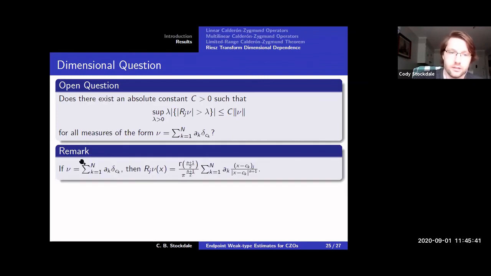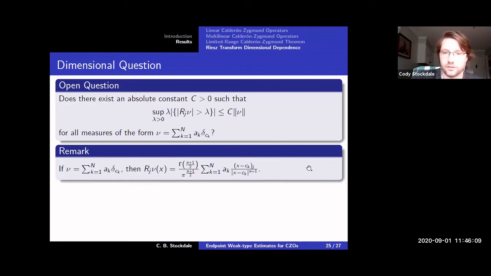If you look at a linear combination of these Dirac masses, and you want to apply the Riesz transform to it, it's just evaluating the kernel at the points at which the Dirac mass is located. So these masses are going to be distributed on these points c_k that are in R^n. You're just going to evaluate the kernel at those, and then take a linear combination of the kernel evaluated at these c_k. So we know what this actually is explicitly. It's a rational function.